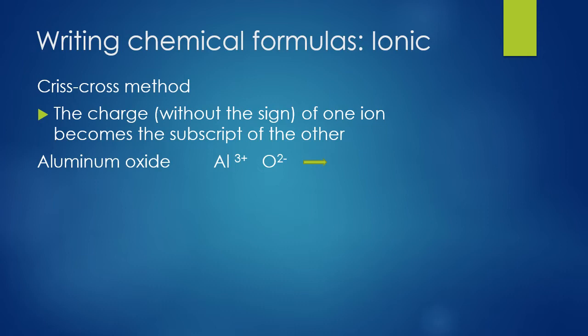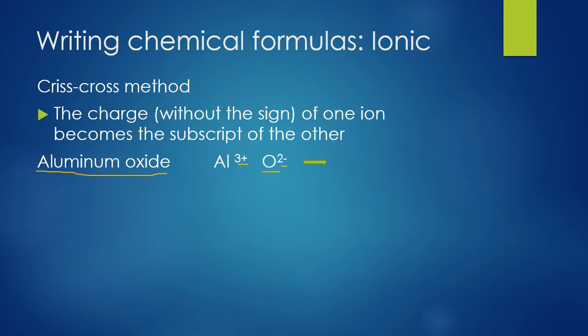Another way to do this is called the crisscross method. So how do we use the crisscross method? We start off the same way. We take the name of the compound. In this case, we're using aluminum oxide as an example. You would start by finding the chemical symbols and the charges of both aluminum and oxygen. So aluminum has a +3 charge. Oxygen, being in group 16 and having 6 valence electrons, will want to gain 2 more to become a -2 charge.